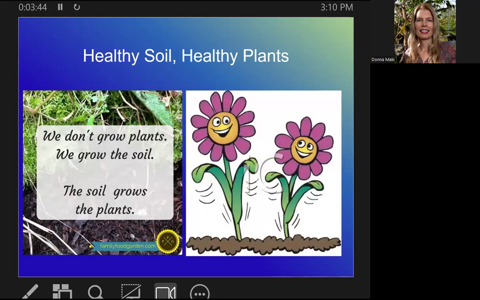And so I really like this quote. I think it's so true. We don't grow plants, we grow the soil, and the soil grows the plants. And so again, with a typical plant, if you have a good understanding of the soil system and what's happening in there, that's what it takes to grow good plants. And it's really heartening for me to see more and more people are getting aware of that.